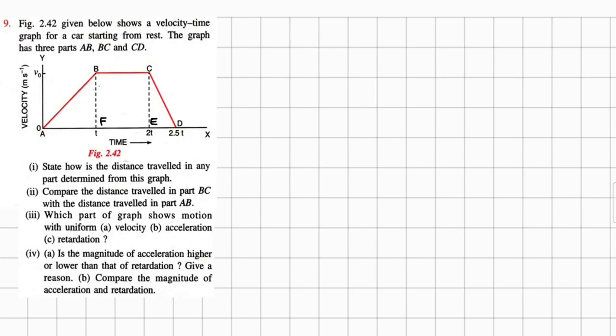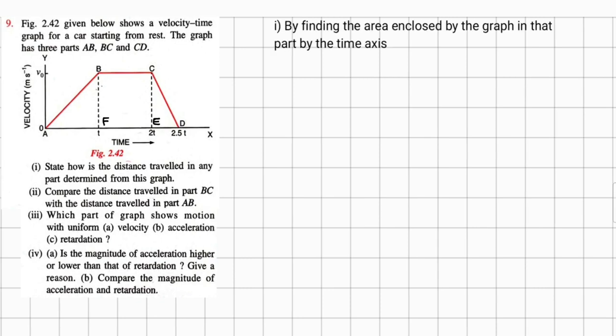Question number 9. Velocity time graph is given to you. Instead of numbers, they have used alphabets, so don't worry. First question. State how is the distance traveled calculated from the graph. Velocity time graph से आप distance कैसे calculate करोगे? How do you calculate distance? By finding the area enclosed by the graph. So that is the answer. The first answer is area enclosed by the graph. Second part of the question says find the distance, compare the distance traveled in part BC and AB.